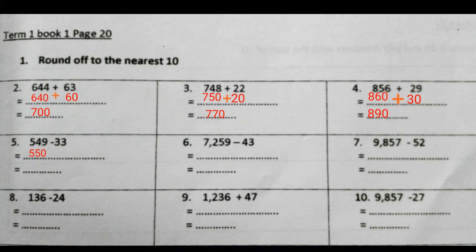33. 3 is a rounding down number, so we cannot add 1 to 3. So this 3 remains 3 and this 3 turns to 0. So it's gonna be 30. 550 minus 30 equals 520.